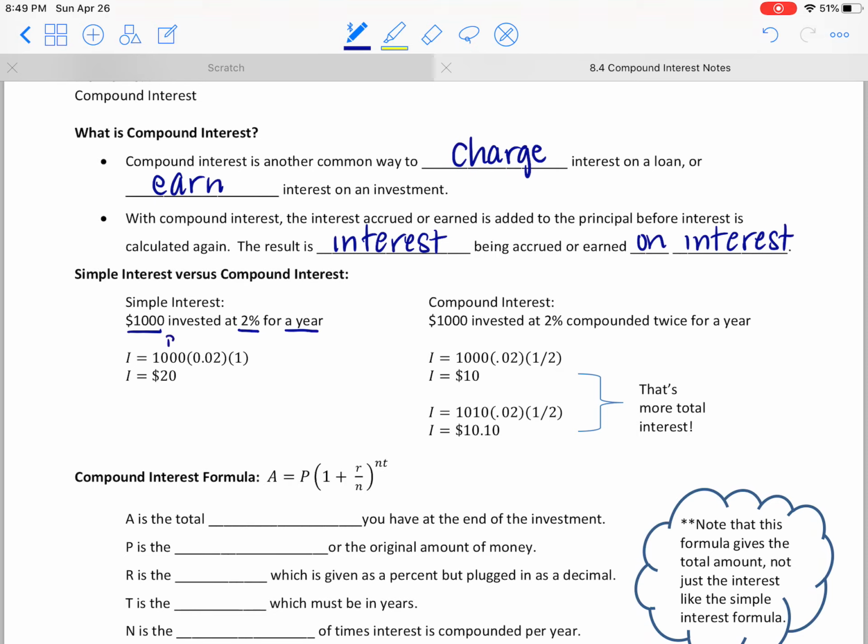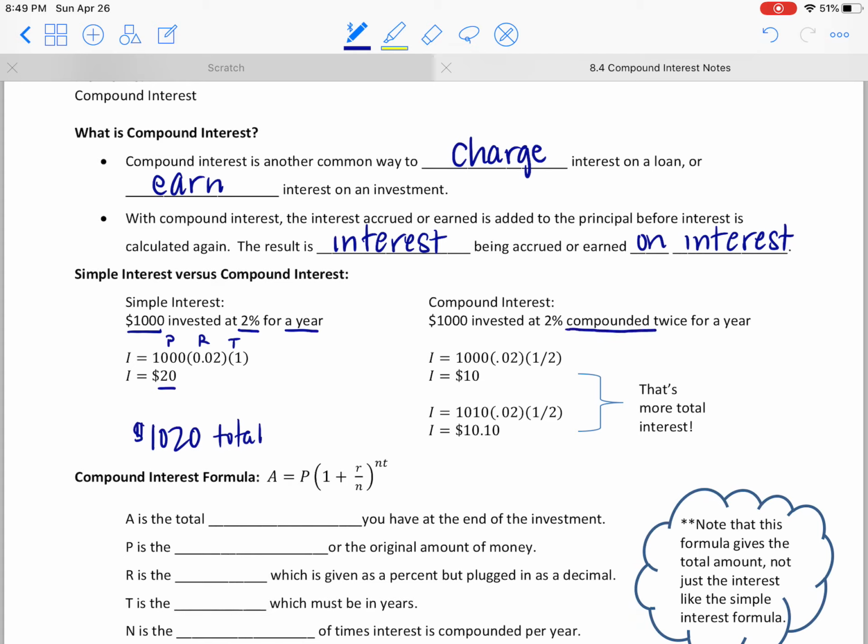I will try to show you how that works in this next example. Let's say you had $1,000 invested at 2% for 1 year. With the simple interest formula, we take that principal, that rate, that time, we multiply, and we have an interest amount of $20. So at the end of the year, you'd have $1,020 total, okay?